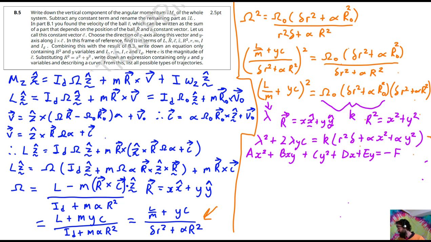Alright, so let's do this. For my x squared terms, I've got alpha k x squared. For the xy, I've got nothing. For y squared, I've got k alpha minus c squared, y squared. For d x, I've got nothing. For just the y, I've got 2 lambda c y, and that leaves me with lambda squared minus k r squared delta as my f term.